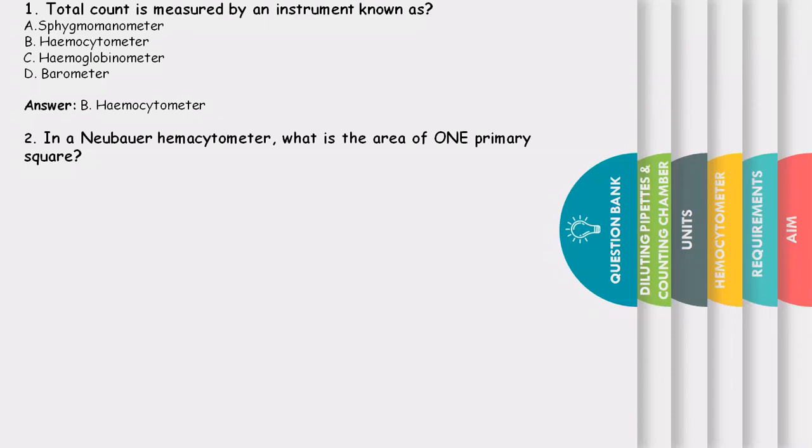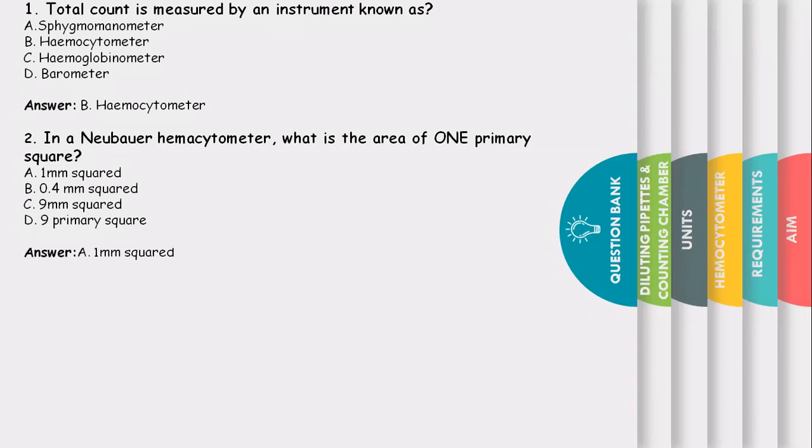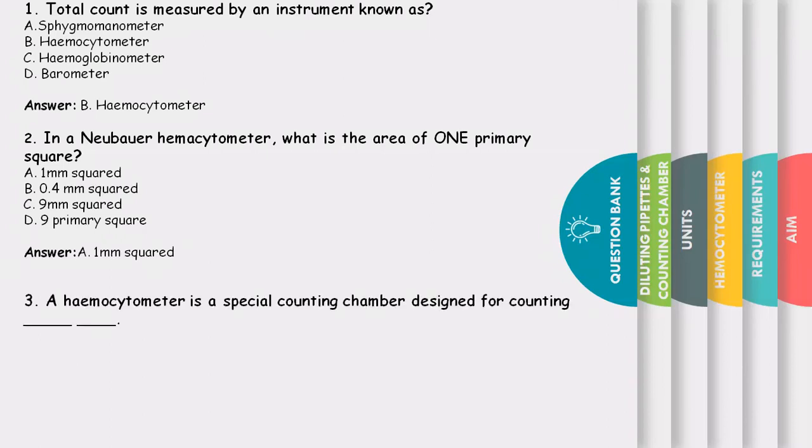Second one, in a Neubauer hemocytometer, what is the area of one primary square? Option A is 1 mm square. Option B is 0.4 mm square. C is 9 mm square. And D is 9 primary squares. And the answer is A, which is 1 mm square.